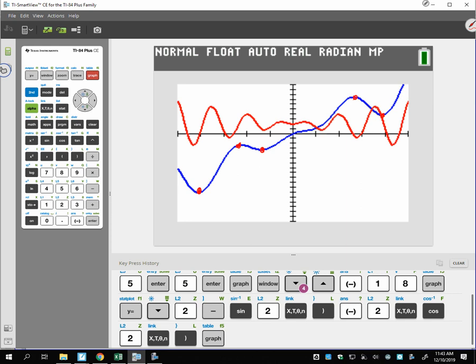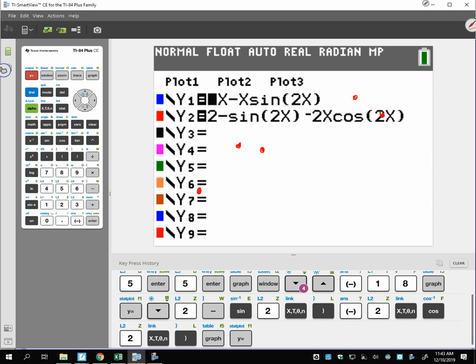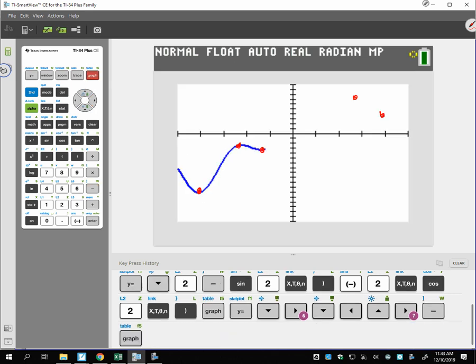Everywhere that I said there was a max or a min, I think I did something wrong. 2 minus sine of 2x minus sine of 2x minus 2x cosine of 2x. Oh, I think, here we go. I think I did a negative instead of a minus. My answer did not confirm. That's why I had to fix this. This should say minus, and I think I did a negative, and that's going to change everything.